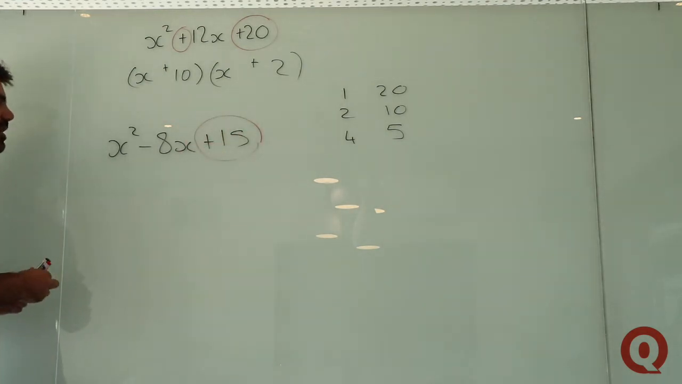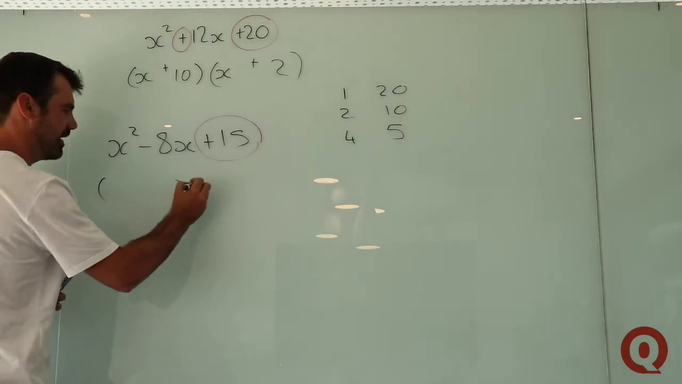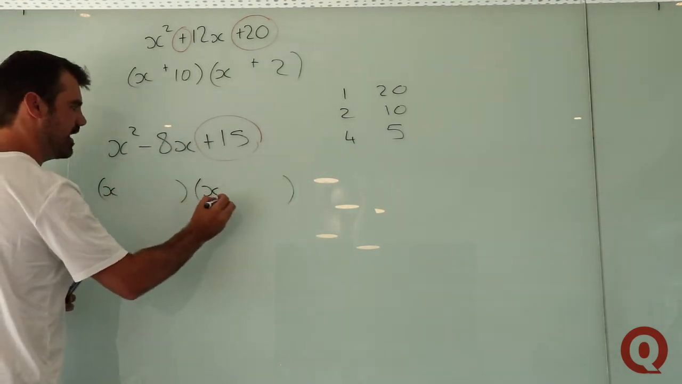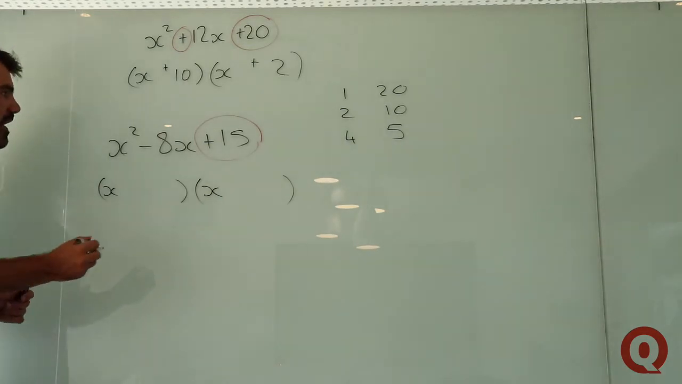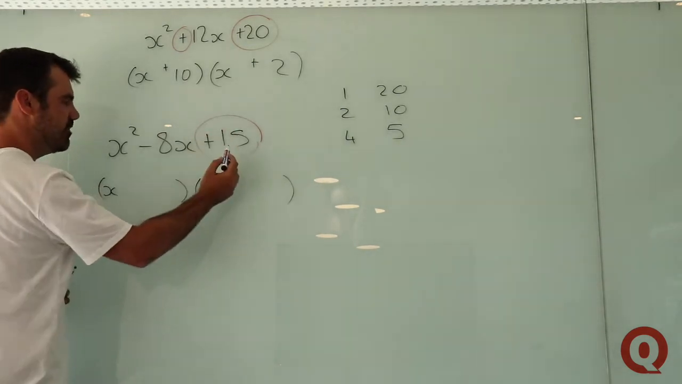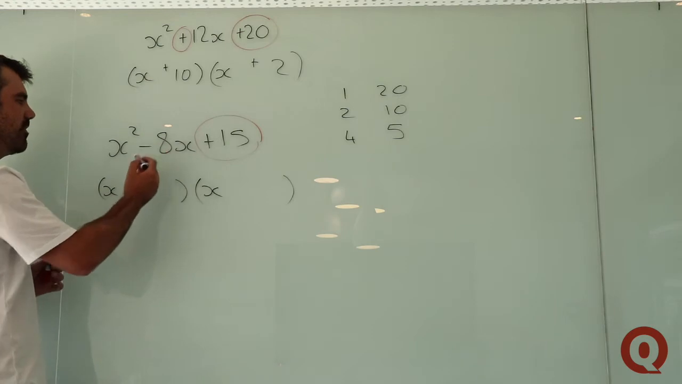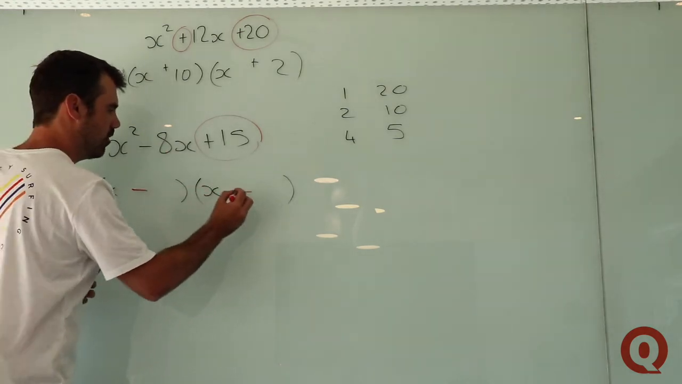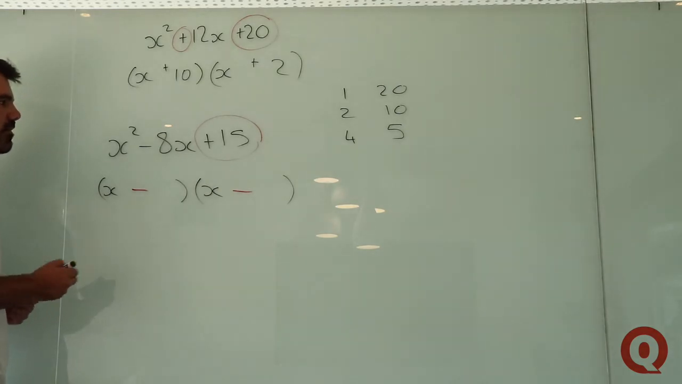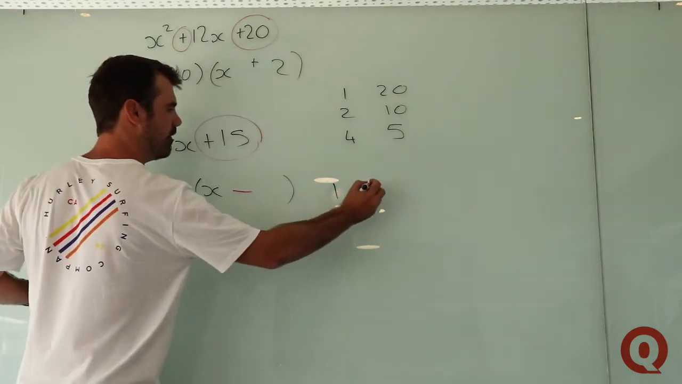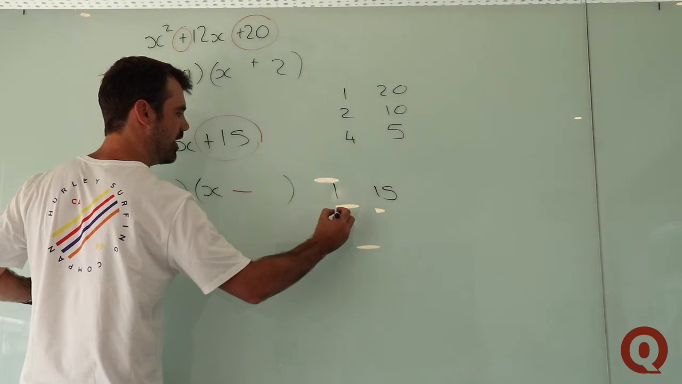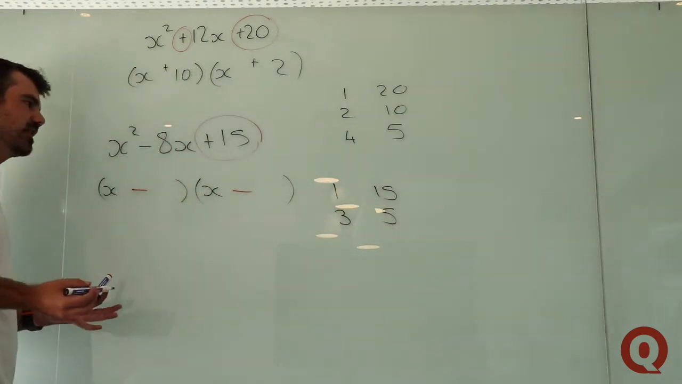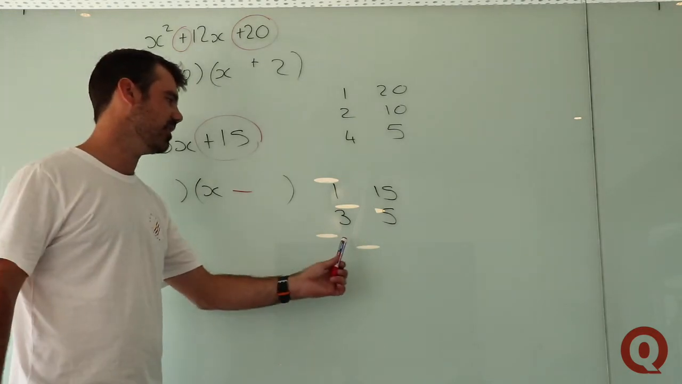Yes, it is. So I can go ahead and open my two brackets and say what times what gives me x squared? Well, x times x gives me x squared. And then I need to know, is my c positive? Yes, it is. What is my middle term? It's a negative. So it means that both my symbols will be negative. Now, what makes 15? Well, 1 and 15, and then 3 and 5. And vice versa, 15 times 1 is 15, 1 times 15 is 15, and the same with 3 and 5.